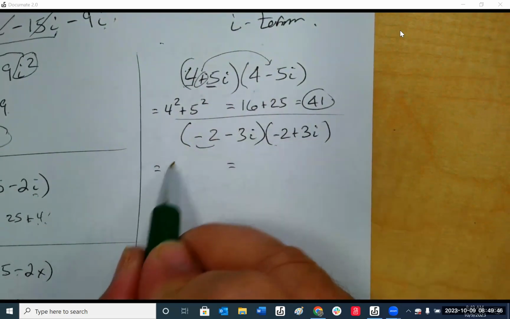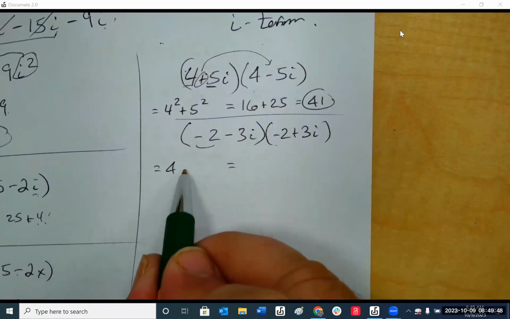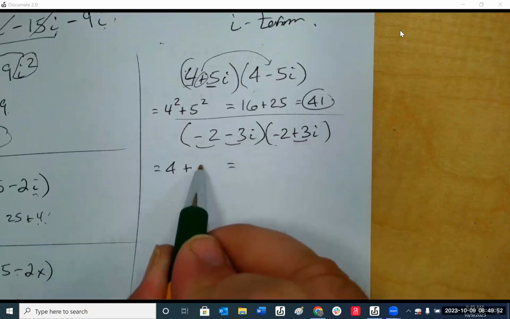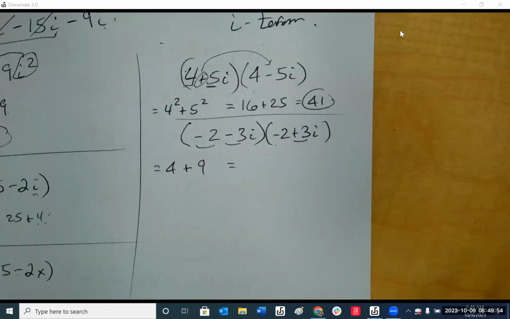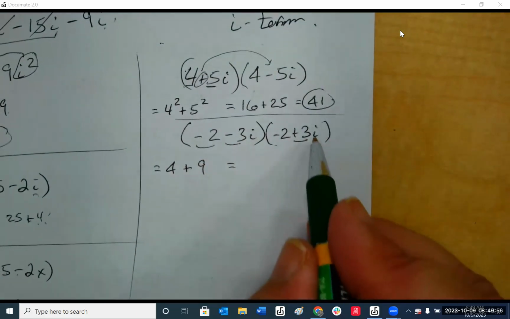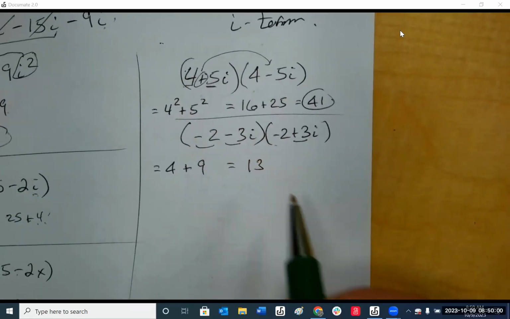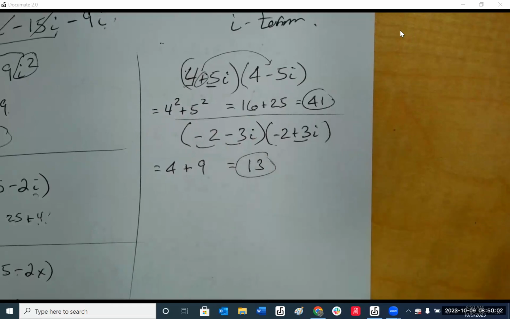-2 times -2 is +4. Plus -3, +3. 3 times 3 is 9. Because the i's get rid of the negatives. 4 plus 9 is 13.